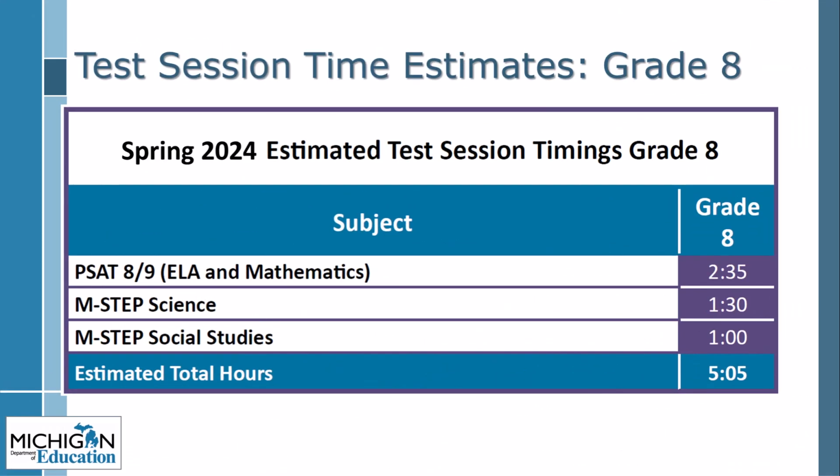These are the testing time estimates for 8th grade. For M-STEP, the time estimates for each test do not include time for reading directions, answering questions, or other classroom tasks. The PSAT 8-9 is a timed test, while M-STEP is not a timed test. The operational M-STEP science test is estimated to take 90 minutes to complete. The M-STEP social studies is estimated at 60 minutes. The PSAT 8-9 time estimate includes scheduled breaks and will take 2 hours and 35 minutes total.